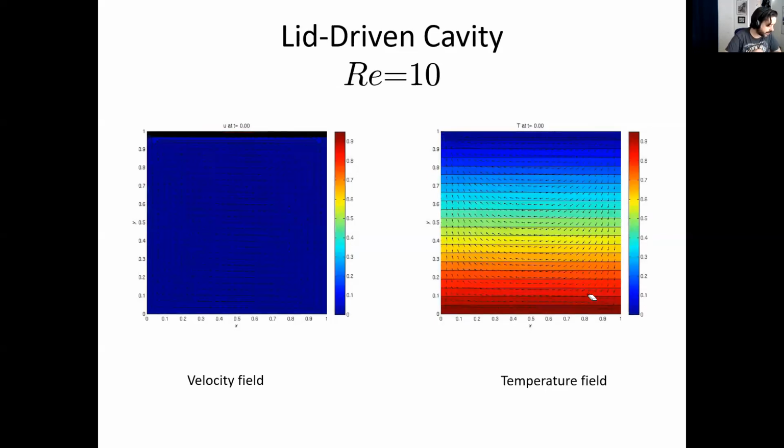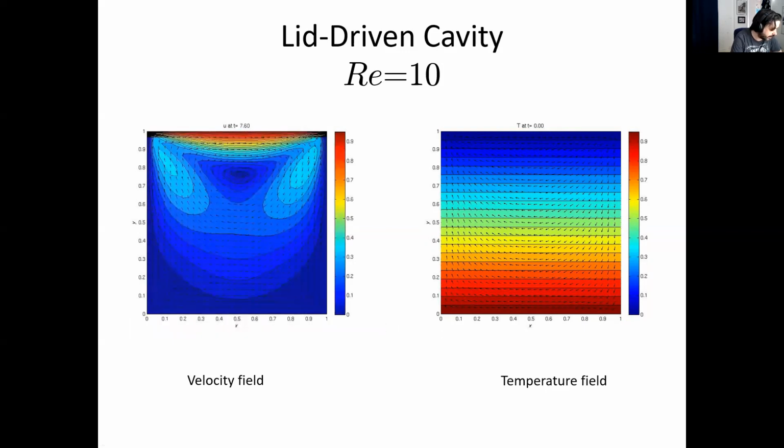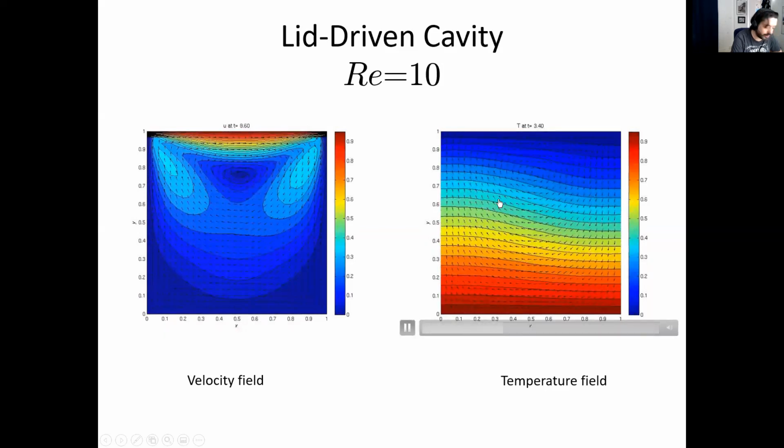Now let's go on and look at another case, which is the lower Reynolds number case. I pick here Reynolds 10. You can pick a lower Reynolds number if you want, but if you do, then what would you see? I guess we can talk about that afterwards, because if I just run this very quickly, the velocity field looks like this, and the temperature field looks like this.